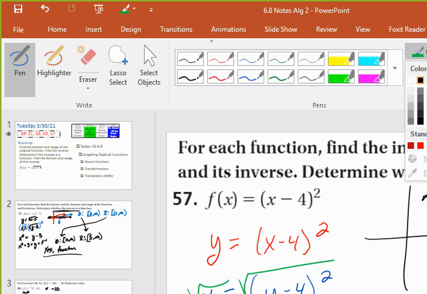Okay, so domain and range now of the inverse. I'm just going to do my switch. So my range becomes my new domain, 0 to infinity. My range of the inverse is negative infinity to infinity. And then the last step, determine if the inverse is a function. I know it is not because this original failed the horizontal line test. It hit twice. So f inverse of x is not a function.